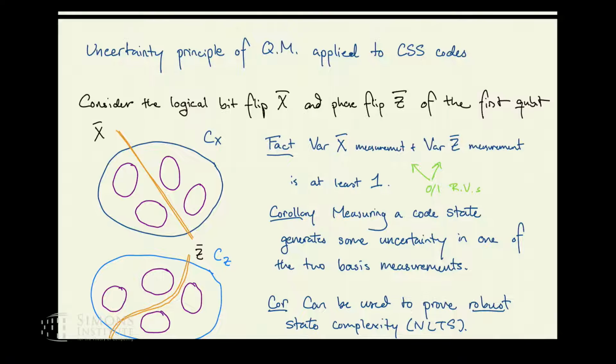And where is that coming from? Well, it actually comes from the fact that this argument works no matter which code state you're arguing about. For a specific code state, you can actually always figure out whether it's the X measurement or the Z measurement or both that will be uncertain. But if you generically told me I have a code state, I can't say which of those two measurements will be uncertain. But this very nice property lets you argue about the robust complexity needed to prove NLTS.